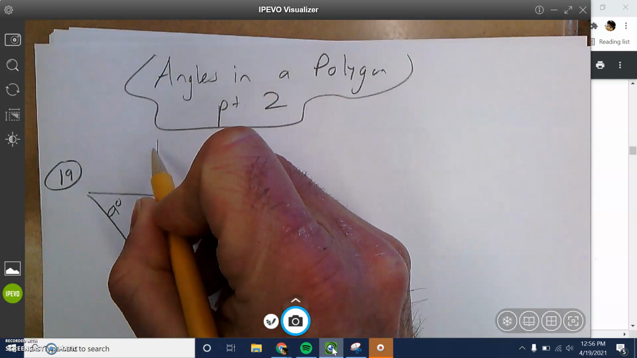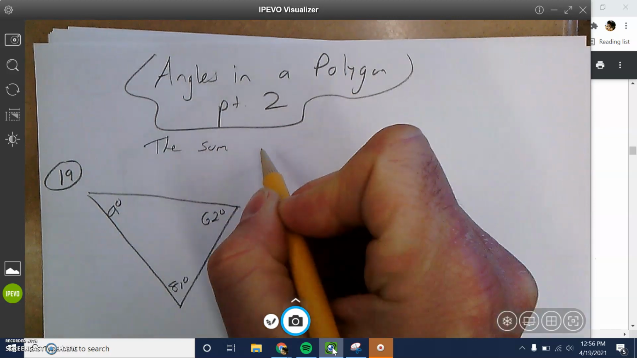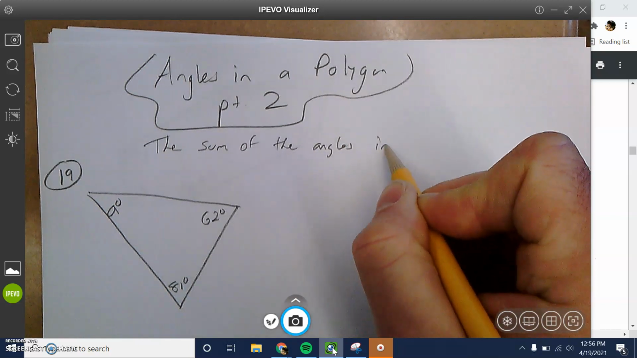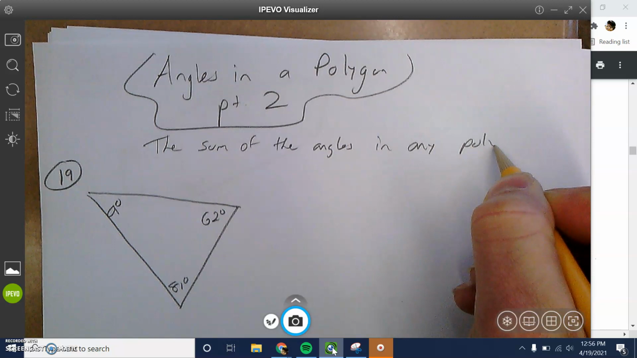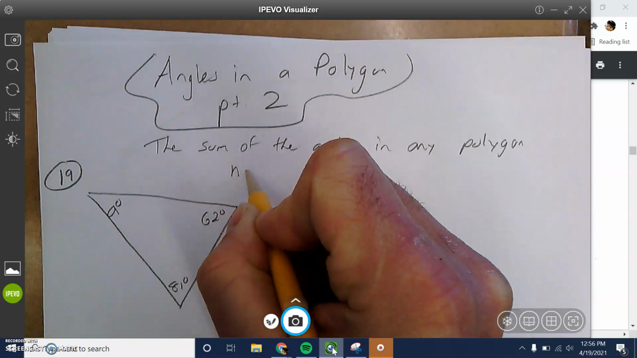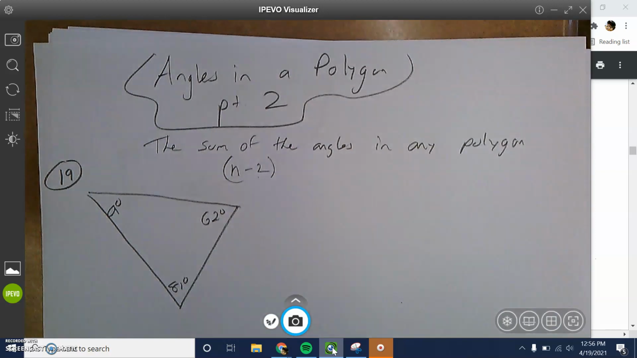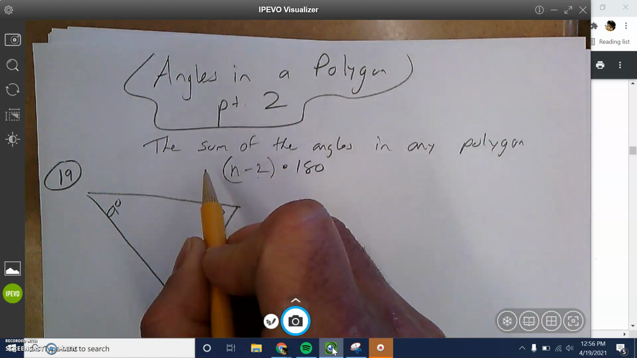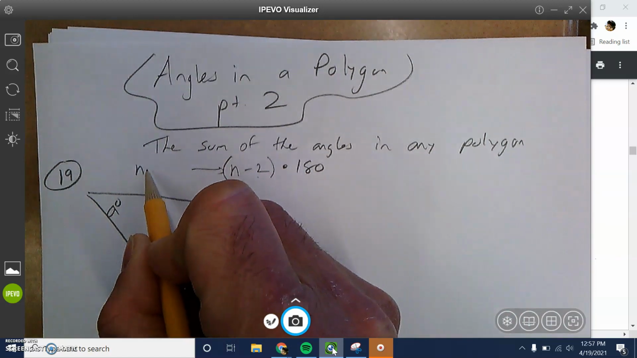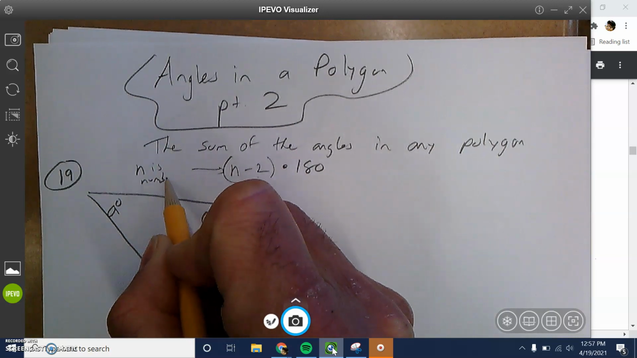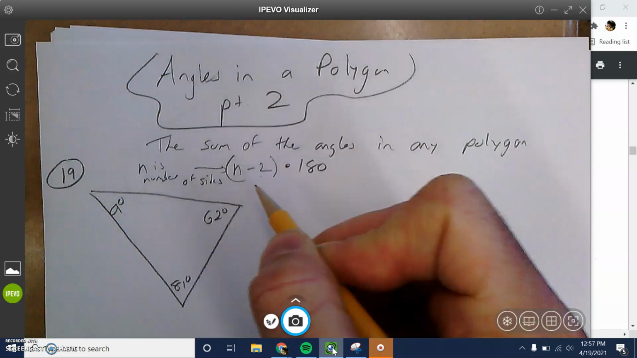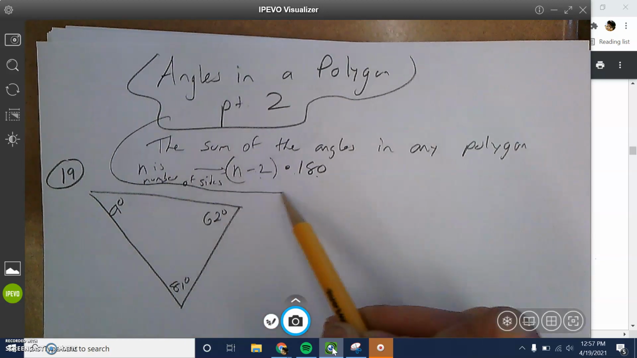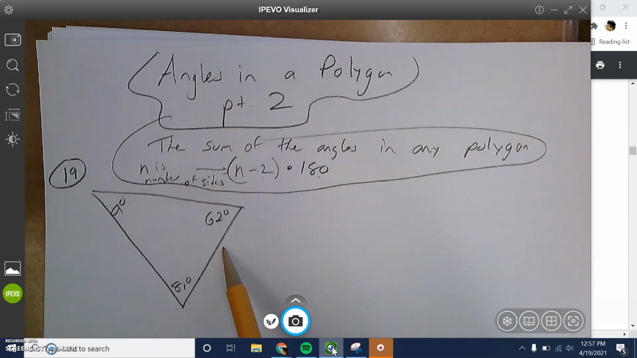Let's take yesterday's lesson. The sum, write this down, of the angles in any polygon is n minus 2, which gets you the number of triangles, times 180, because every triangle has 180 degrees. N is the number of sides. So the number of sides minus 2 times 180. I don't have to do that for this because I know that this is 180 degrees.